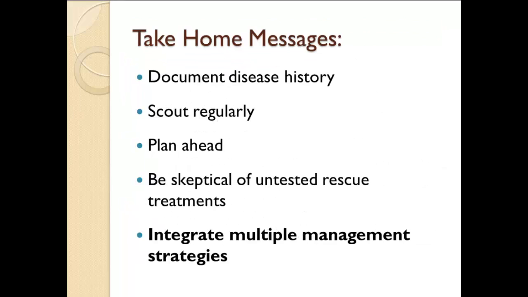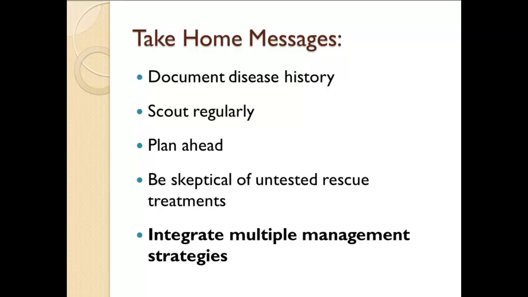So the take-home message for management of diseases in organic systems is to pay attention to the disease history. That's important when you're going to be determining what varieties and locations and practices you're going to use in the following seasons. So it's important to scout regularly and know what diseases are showing up on what varieties and in what parts of the field and what time of year so that you can plan ahead properly. As we saw, some of the treatments that are available to organic growers are effective, but some of them are not. So be skeptical of things that are untested and rely on unbiased research to help you choose things that are known to be effective.